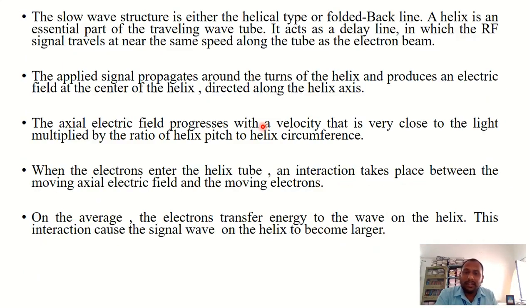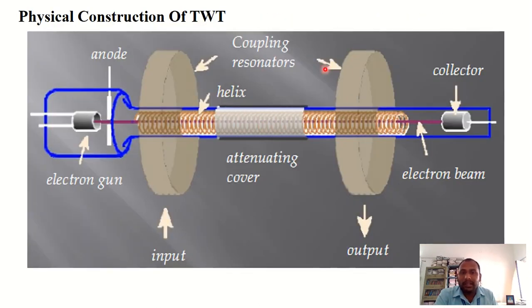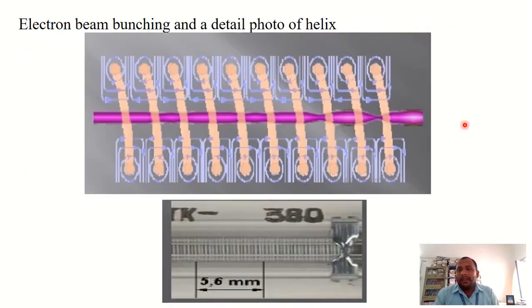I am representing the same thing here, and there are two coupling resonators. On the other side there will be a collector to collect the electrons. So this is how the electron beam will travel, and this is how the bunching process happens, how the electron beam becomes grouped into bunches.